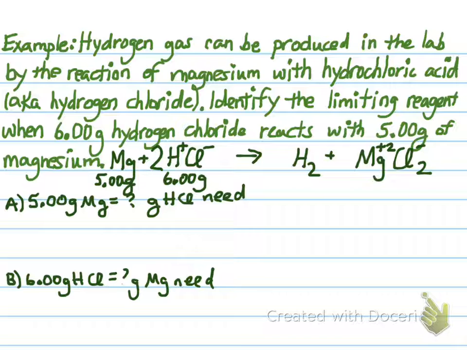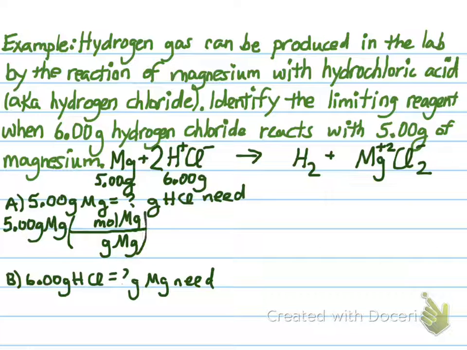Again, you would never do both. I'm going to do both because I want to prove to you again and show you again that it doesn't matter which one I start with. Okay, so if I start with my 5 grams of magnesium, my only way to change from one substance to another is my mole ratio. So I have to convert these to moles. Well, that's good because I have a tool that has moles in it. It's called molar mass. So grams of magnesium to moles of magnesium, that's my molar mass.